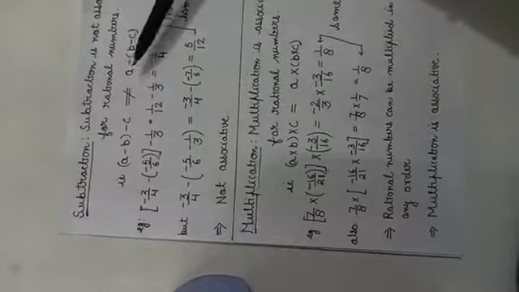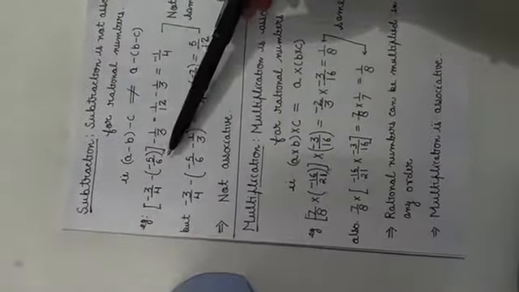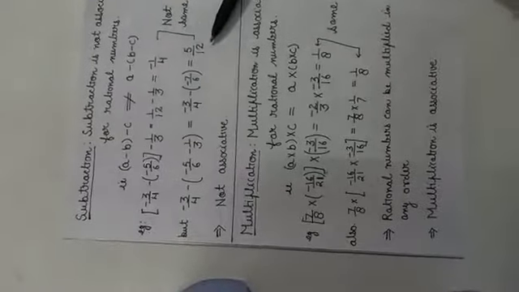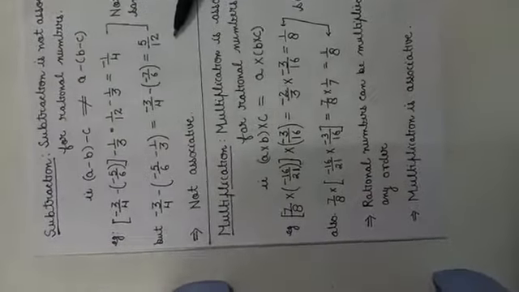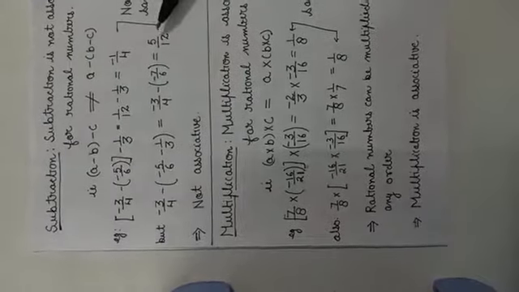Can we change the combination in subtraction? See, (a minus b) minus c is not equal to a minus (b minus c), means the difference. First I write like this and secondly I have written like this. The answer of this question is this, and the answer if we are writing like this, we get the answer 5 by 12. Clearly the rational numbers are not same. So what we will say, the subtraction is not associative for rational numbers.